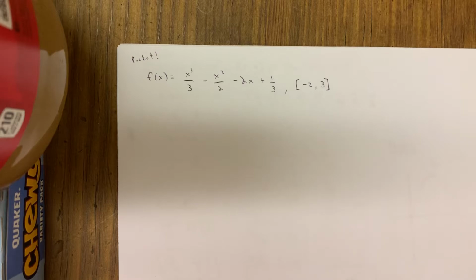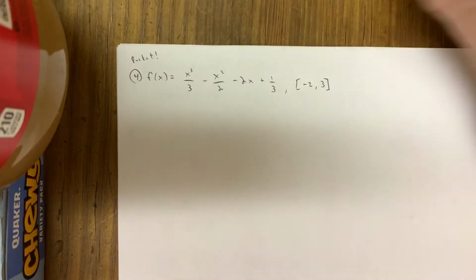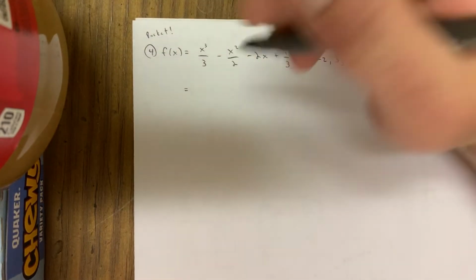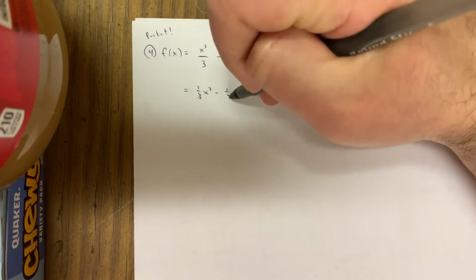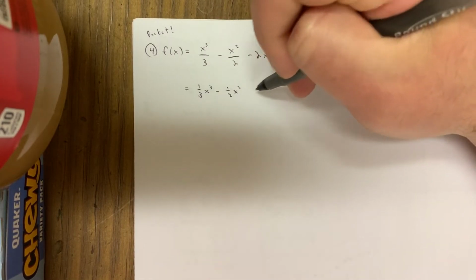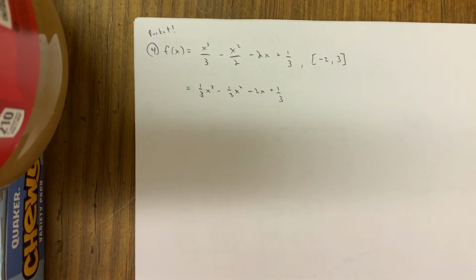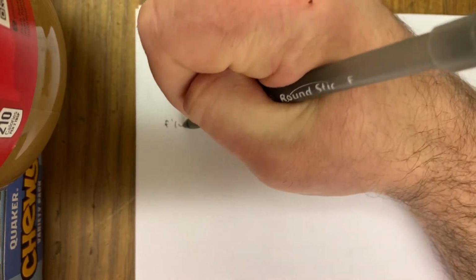Okay, so from your packet, this was number 4 right here. We had our function f of x. By the way, it looks kind of nasty with the fractions here. Let's make this 1/3 x cubed minus 1/2 x squared minus 2x plus 1/3. That'll make it a lot easier to take a derivative. That's the first thing we want to do. Okay, little f prime of x action.